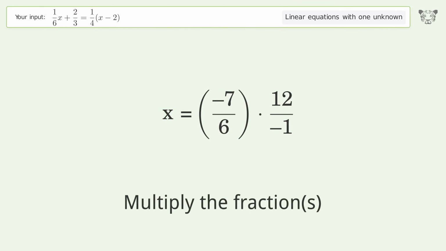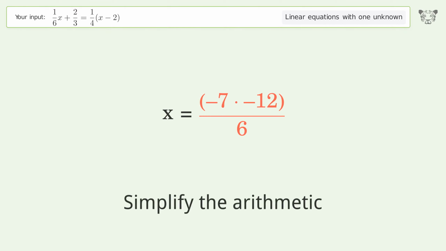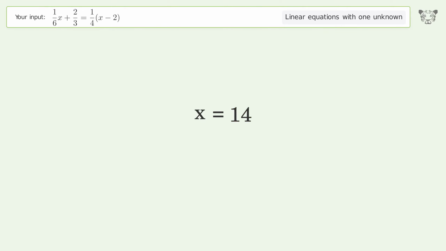Multiply the fractions. Simplify the arithmetic. And so the final result is x equals 14.